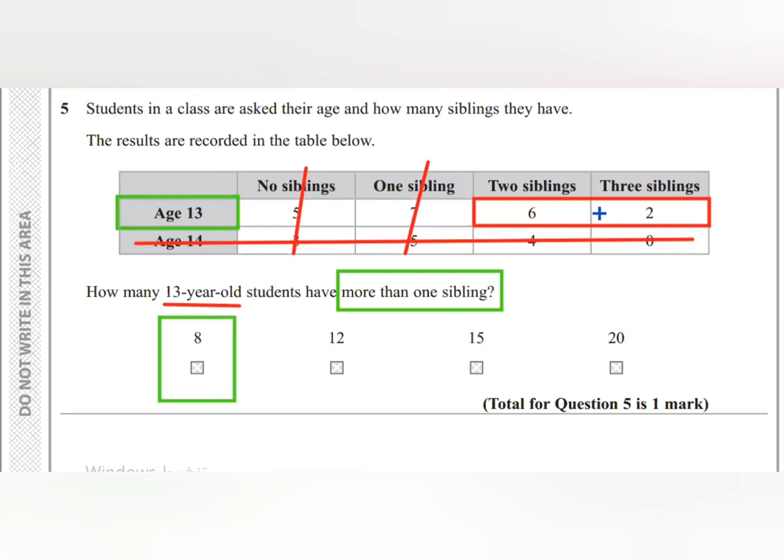And this is how you answer a question like this. Again, as we said, we're focusing on 13-year-old students. That's why we use this. We're not going to use this. And then we need more than one sibling. So no sibling and one sibling, we're not going to use it. We need more than one, so 2 and 3. So we're going to add 6 and 2 together. We get 8, and this is the final answer. Now, let's move on to the next question.